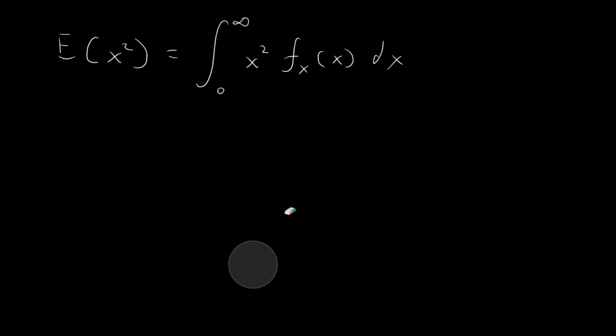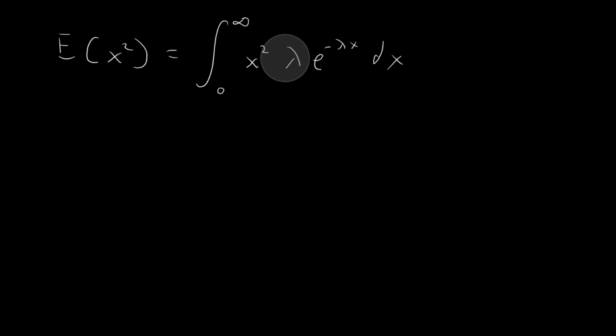And then for the case of the exponential distribution, the probability density function is just equal to lambda multiplied by e to the power of negative lambda x. And then we can pull this lambda outside of the integral just to keep things simple. And so we have this x squared term multiplied by this e term. And in order to solve this, we'll have to use integration by parts.